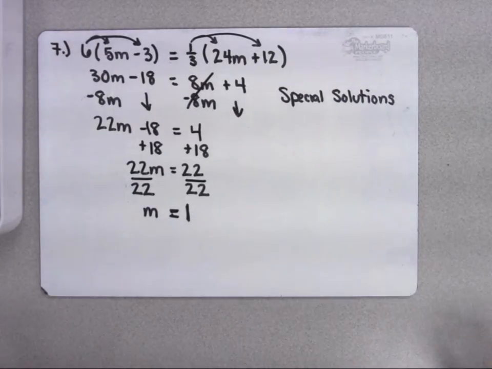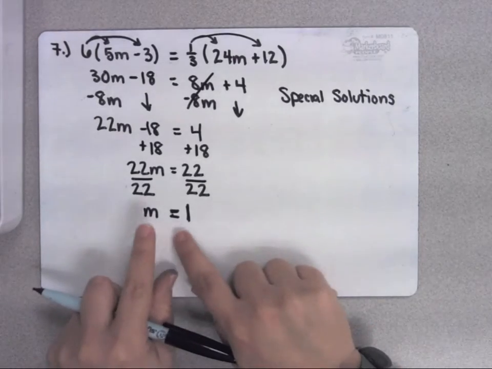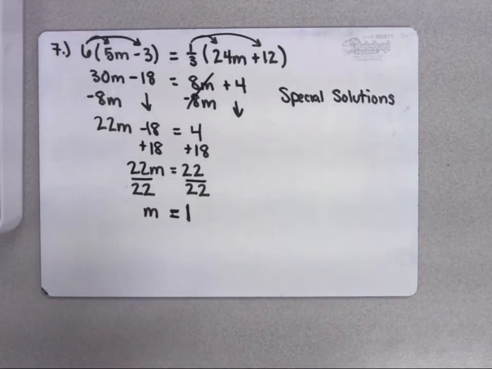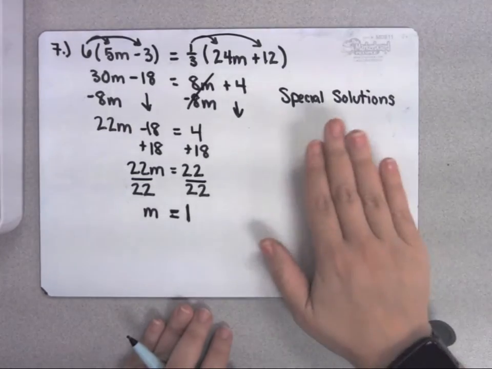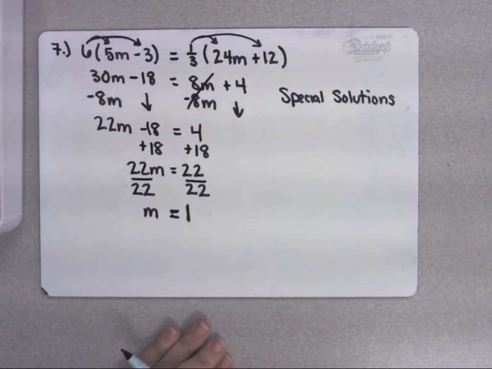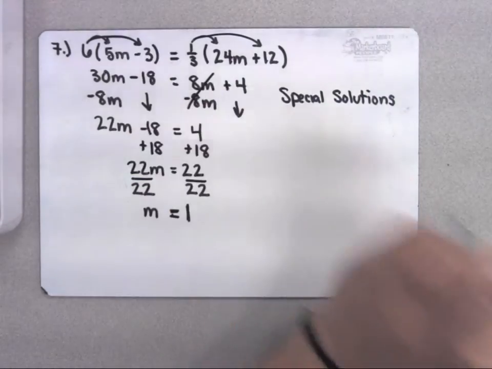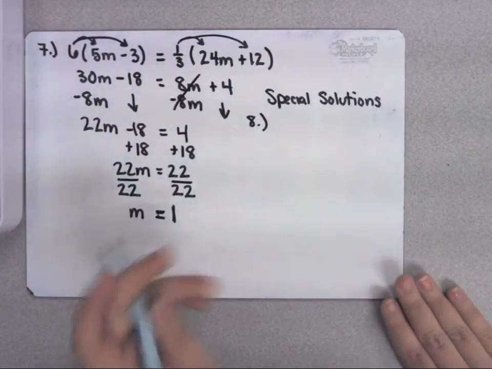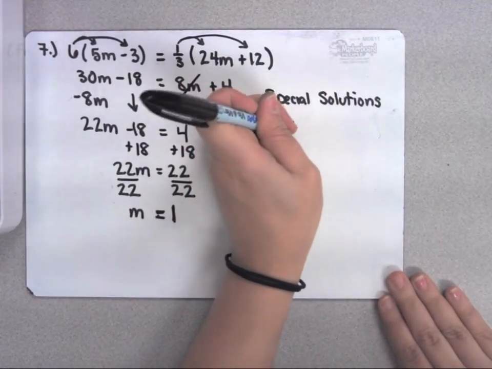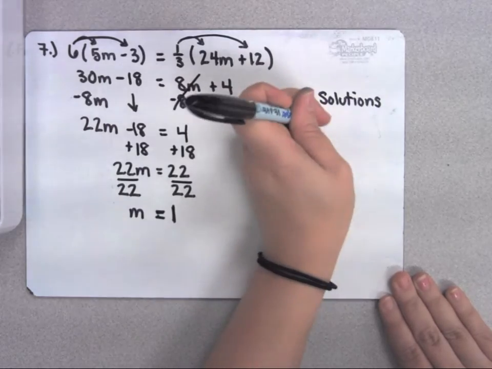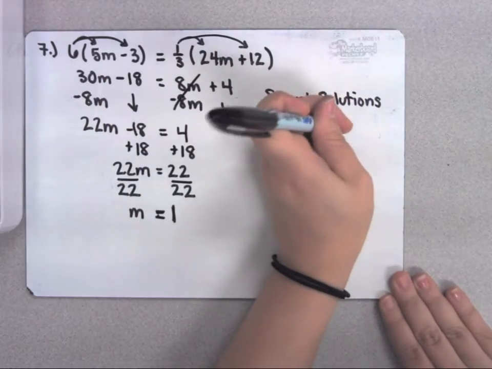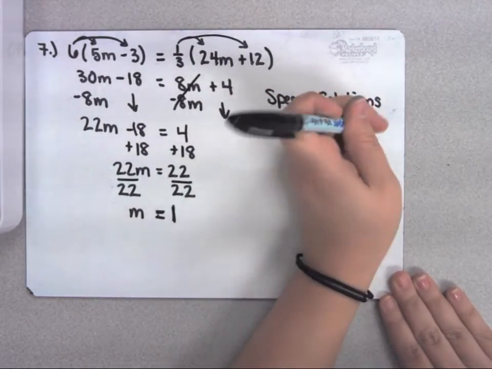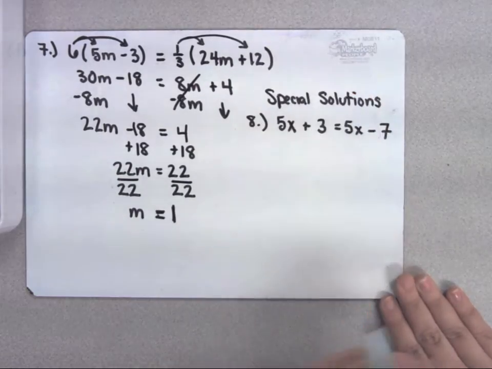Okay, so special solutions. You see how everything we've done so far, we've gotten a variable equals an answer. We've got one answer. That means one solution. These special solutions are going to have word answers, which is why I gave you 25. Okay? So let's look at an example. Number 8. I'll make it real basic for you. 5x plus 3 equals 5x minus 7.